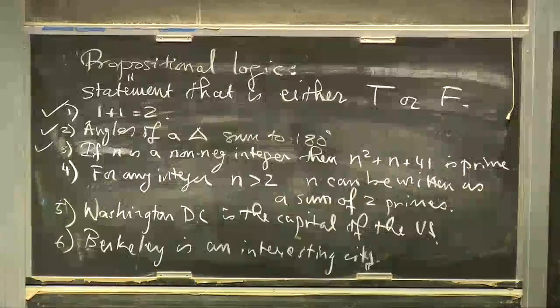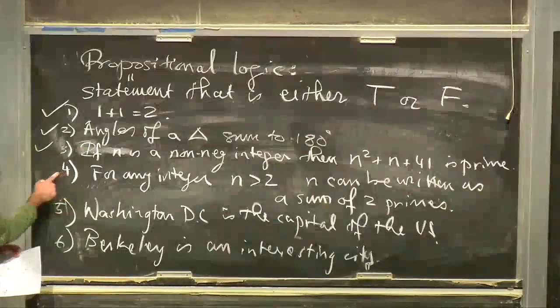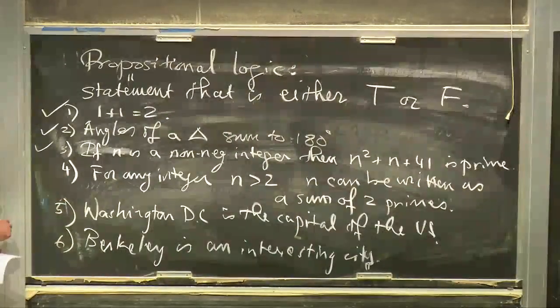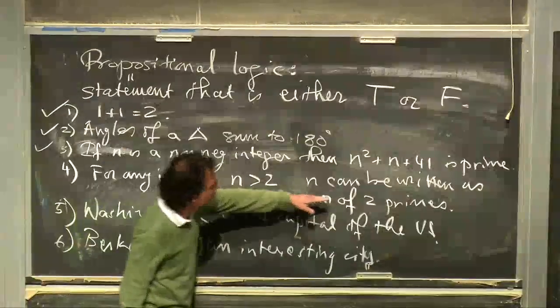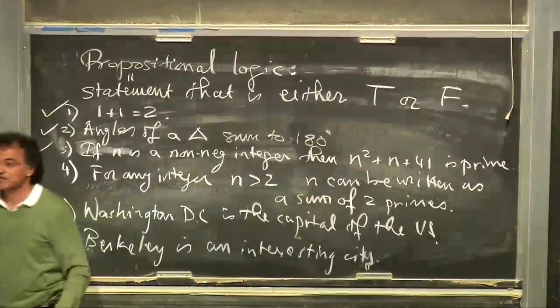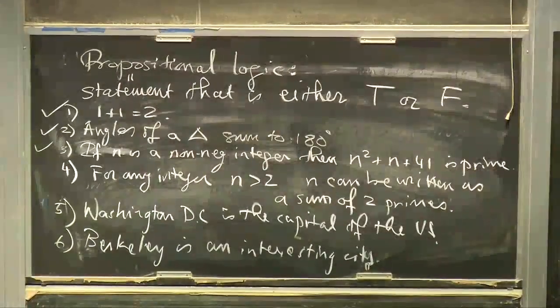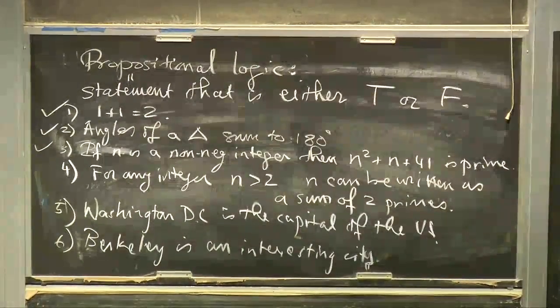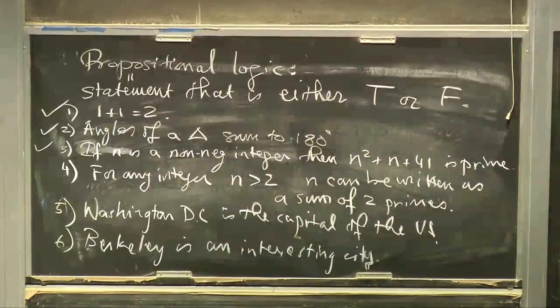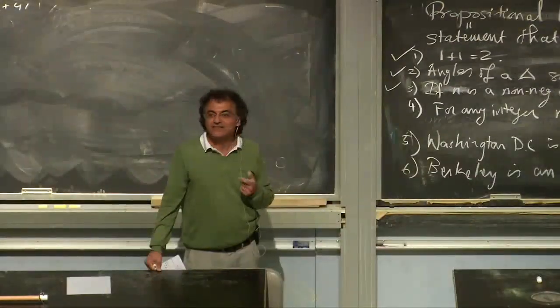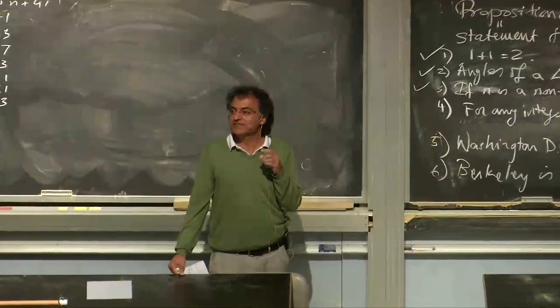Okay, what about this one? Is it a proposition? Number 4. For any integer n greater than 2, n can be written as a sum of two primes. It's either true or false. Either every integer can be or it can't be. Is it true or false? False. Anybody think it's true?